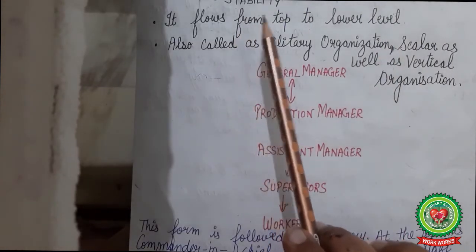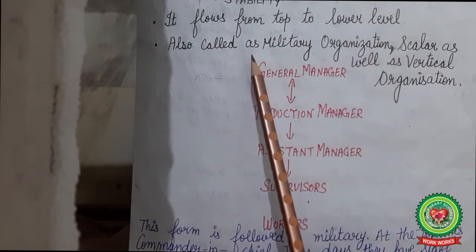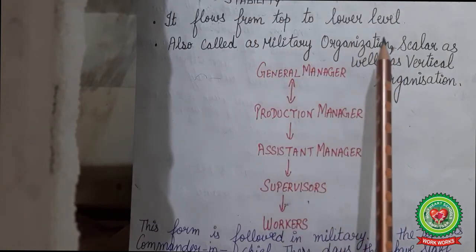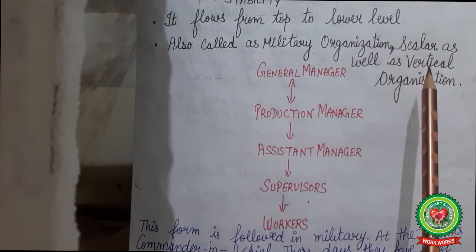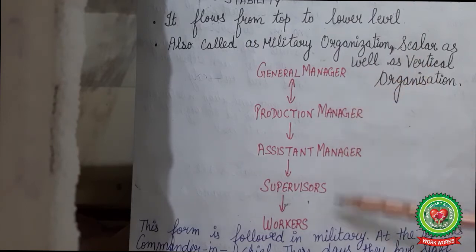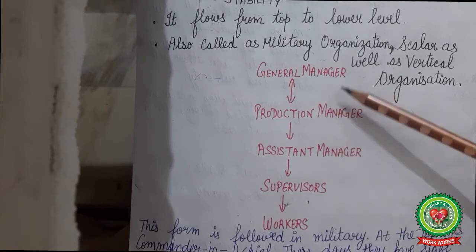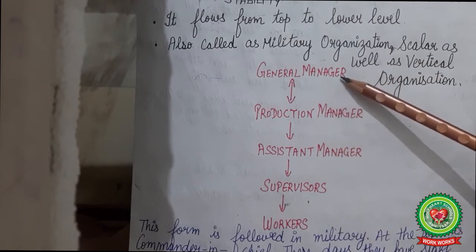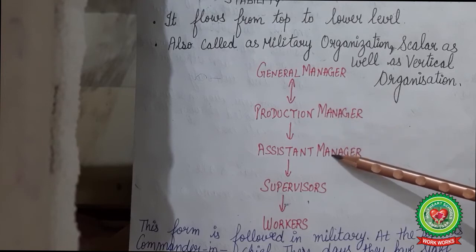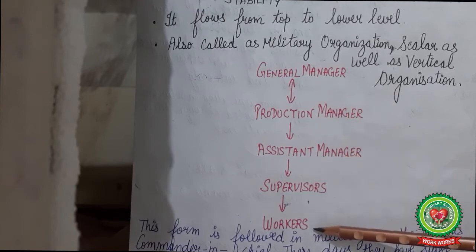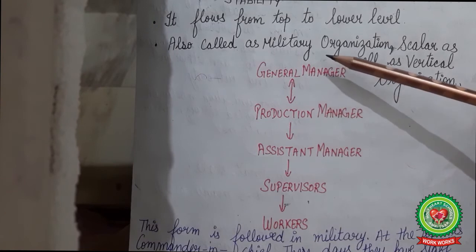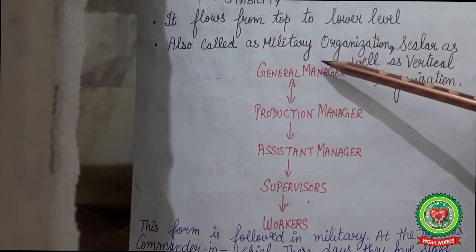Line organization flows from top to lower level. It is also called military organization, scalar organization, or vertical organization. See, in this diagram, there is a very simple and proper line organization: a general manager, then a production manager, assistant manager, a supervisor, then a worker. So this is the flow of command. This is a hierarchy in which the command is followed. This form is followed in the military. At the top, like we have a general manager in companies, in the military they have a commander in chief.